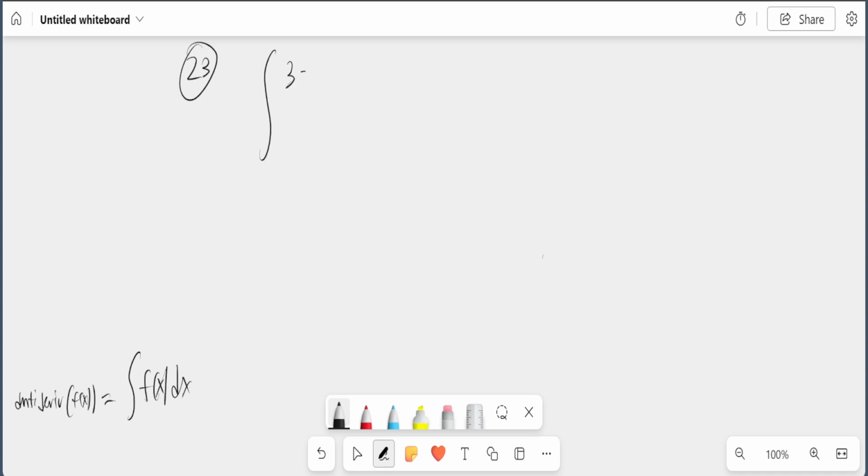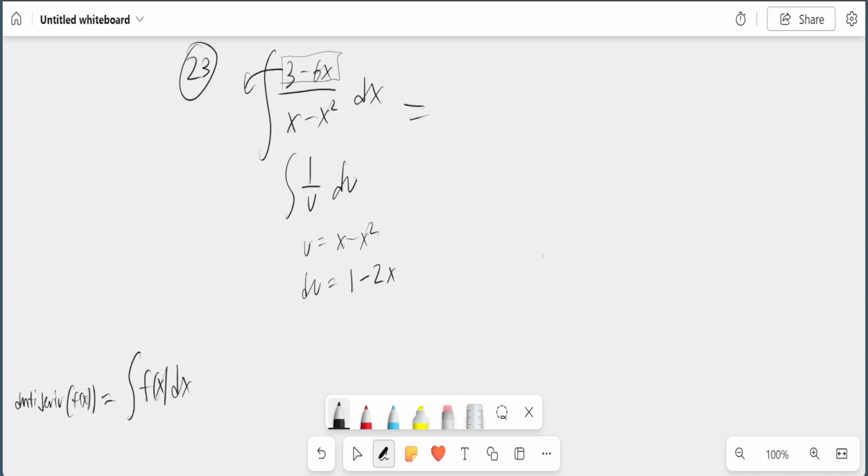So the integral of 3 minus 6x over x minus x squared dx, right? Okay, well, I'm thinking that this is 1 over u du if we do u sub, and u is equal to x minus x squared, du is equal to 1 minus 2x. How do we get a 1 minus 2x, right? We can pull out the 3, and now this becomes 3, 1 over x minus x squared. That's 1 over u, right?